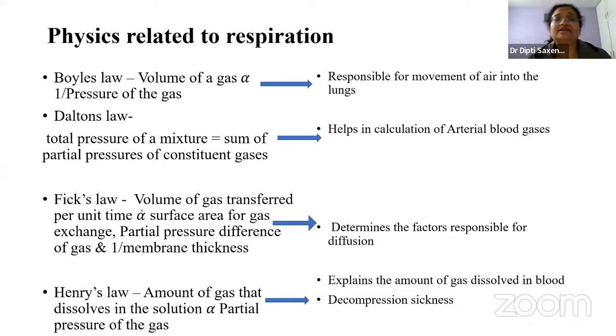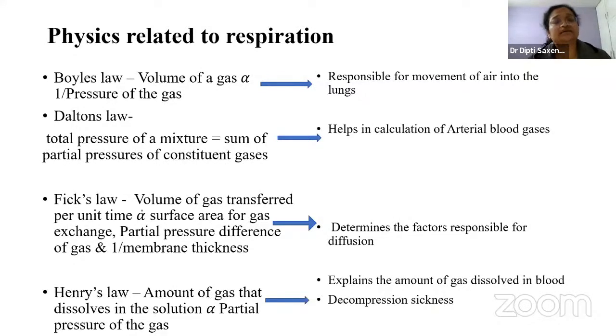And it is this law which is responsible for movement of air into the lungs, because as the gas enters the respiratory tract, the volume of the gas is reduced and a pressure gradient is built, along which this gas moves inside the lungs.